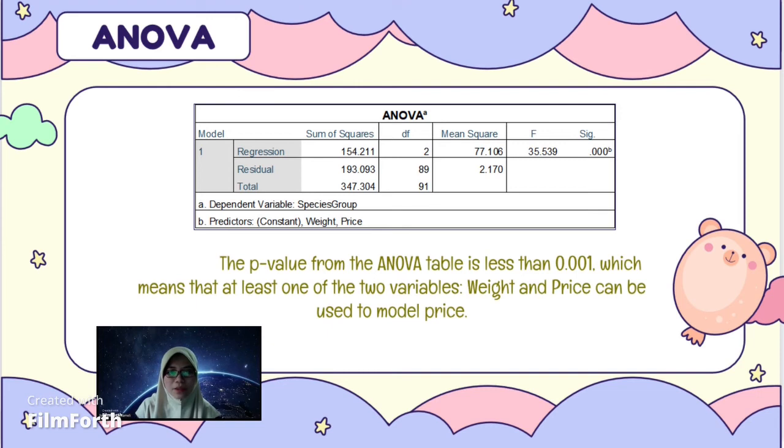Next, ANOVA. The p-value from the ANOVA table is less than 0.001, which means that at least one of the two variables, which is weight and price, can be used to model price.